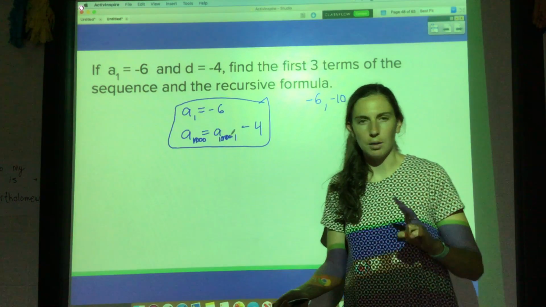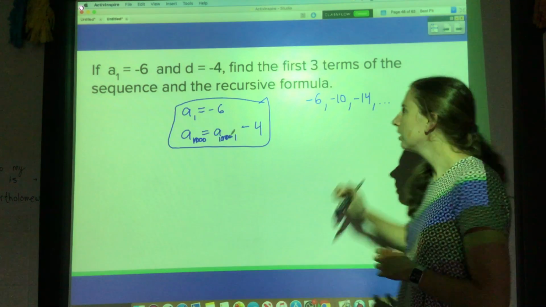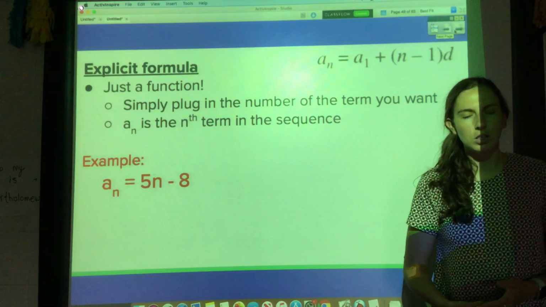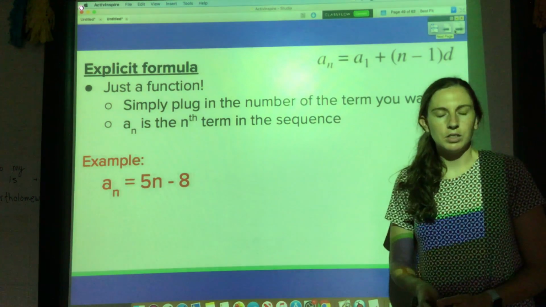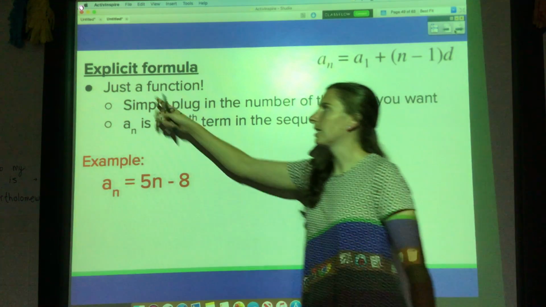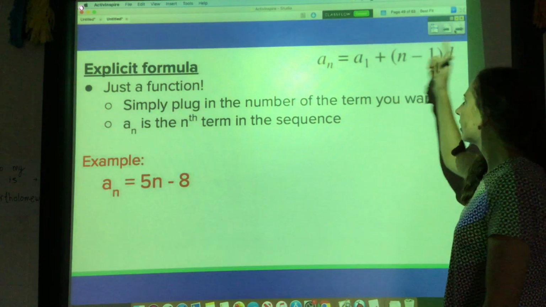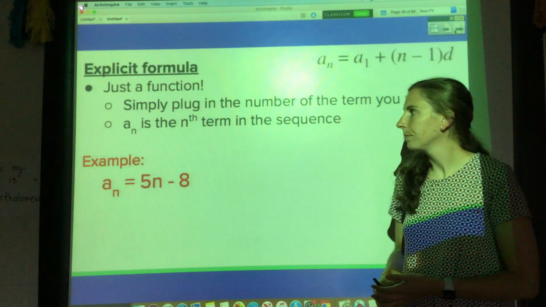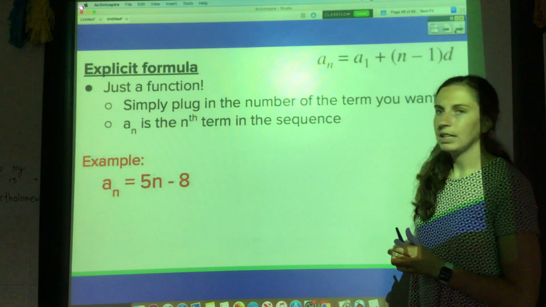And so there's a second option for writing a formula for sequences, and it's called an explicit formula. This is also on your formula sheet. It looks like this. And what this allows you to do is, it's literally just a function. And it's explicit because it jumps straight to the point. Like I could plug in 1000 for n, and it would spit out the 1000th term. So explicit formulas are a little more nice in my opinion. You'll need to know both.